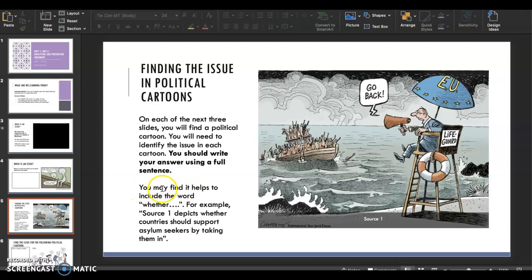So this is really important. You may find it helps to include the word whether. For example, source 1 depicts whether countries should support asylum seekers by taking them in. Whether gives you that idea that it is still up in the air. So there's 2 sides to it. So should we take in asylum seekers or should we not? This is the EU here, obviously saying going back to these asylum seekers. That's what this image is doing here.